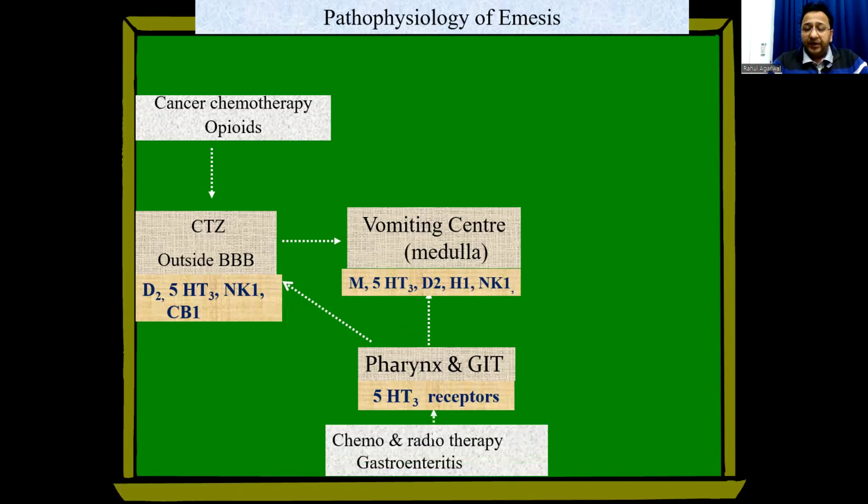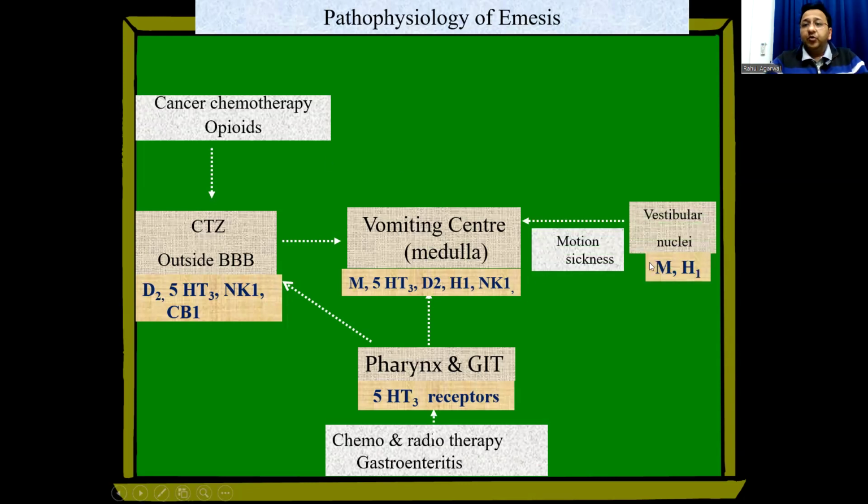Like in chemo and radiotherapy, when you give them, or in gastroenteritis from infection, there is vomiting. How does this vomiting occur? Because of this mechanism, it stimulates the pharynx and the GIT. Then it can stimulate the vomiting center directly, or it can stimulate through the CTZ, which is present outside the blood-brain barrier. I think it's clear.